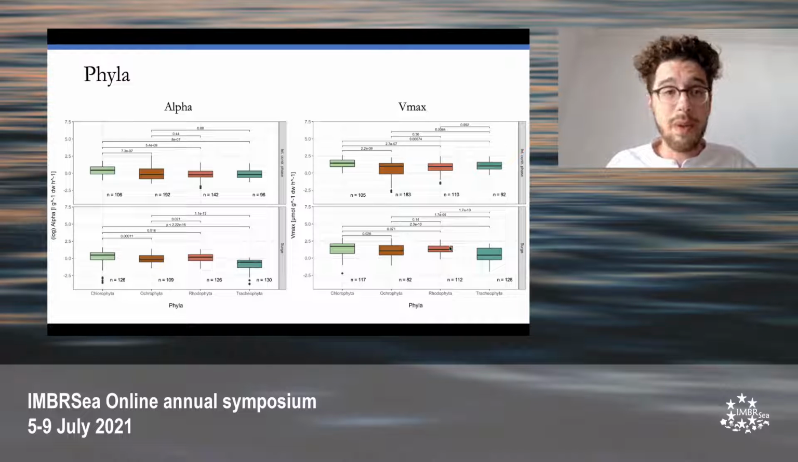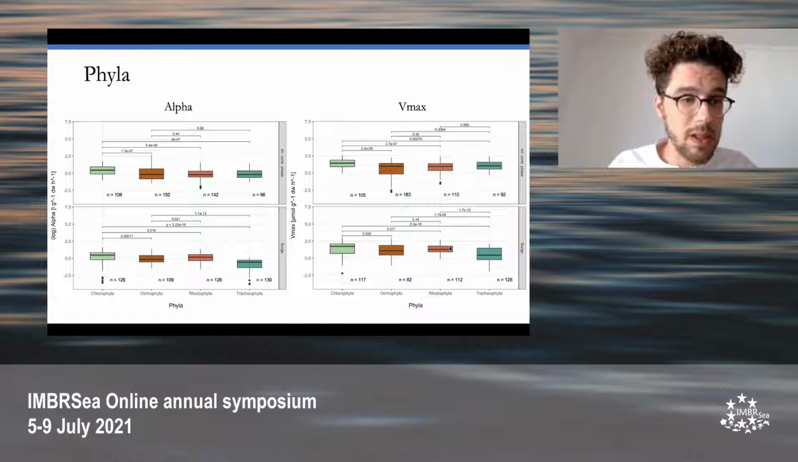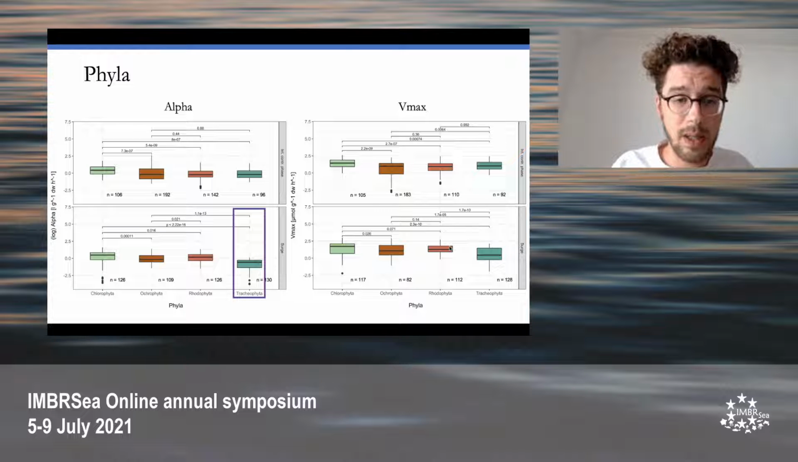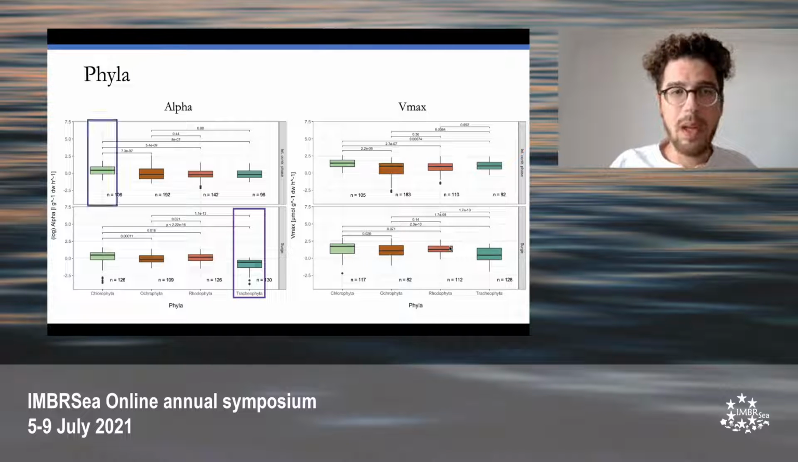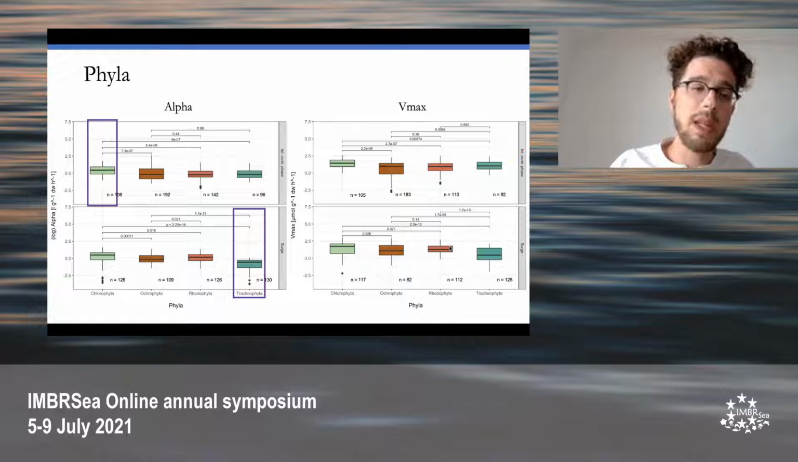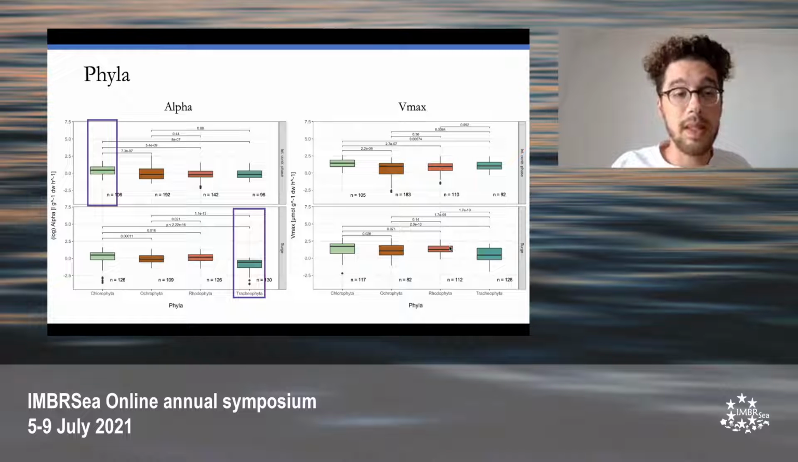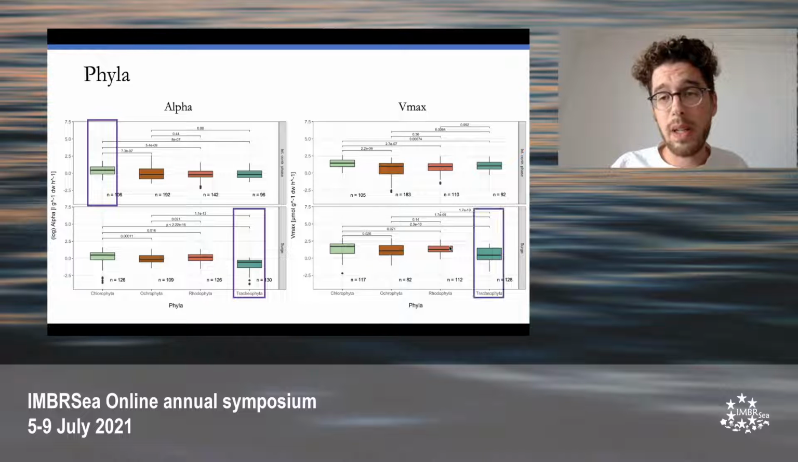And finally, looking at phyla, we have chlorophytes, the green algae, ochrophytes, the brown algae, rhodophytes, red algae, and tracheophytes for seagrasses. Again, in purple, we found a statistical significance for seagrasses versus all phyla of algae in the surge uptake. The same we can see for chlorophytes, so they're statistically significant, different from all other phyla tested in the internally controlled phase for alpha, and we have the same picture for Vmax.